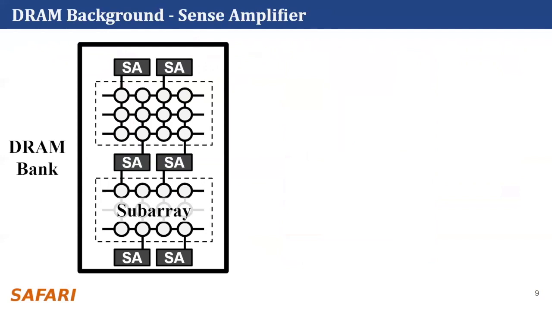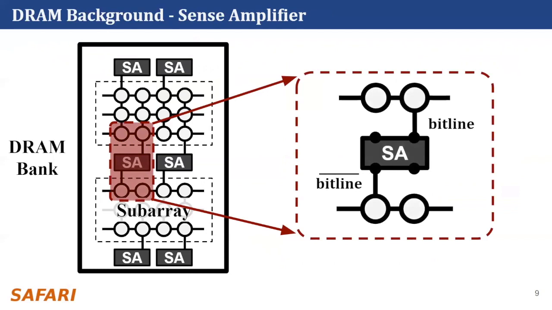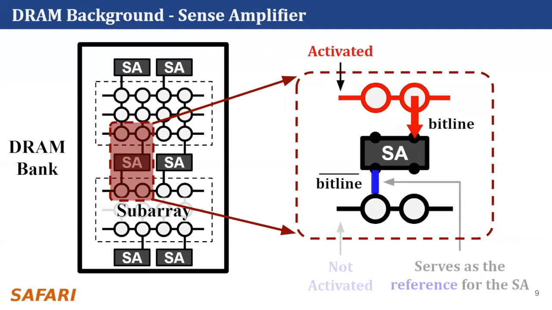The sense amplifier operates in a differential manner. It reads data stored in the cell by sensing and amplifying the voltage difference across a pair of bit lines caused by the sharing of charge between the DRAM cell and the bit line when a row is activated. During activation, another bit line in a neighboring subarray is also involved to serve as the reference of the sense amplifier.